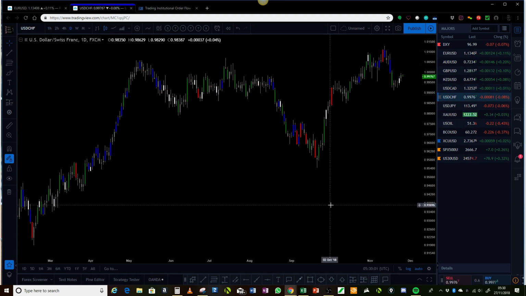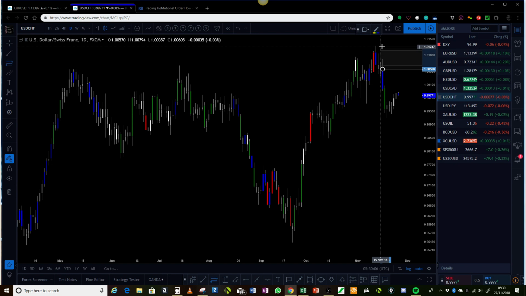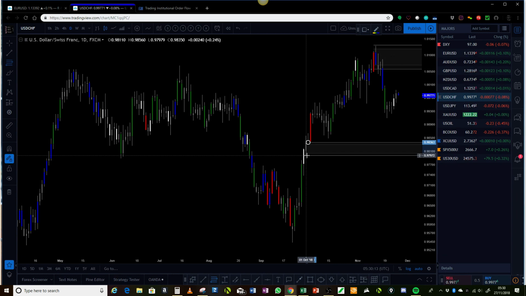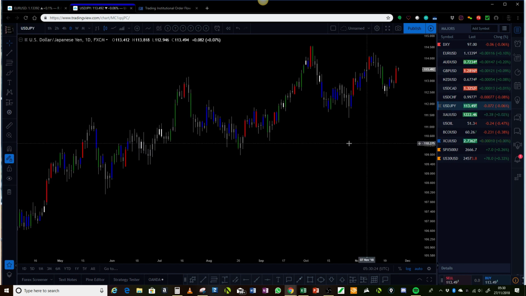US dollar Swiss is coming down. We have not so great supply above us, and the demand zone is more there. So that's what we've got in that pair. We're kind of in the middle of everything right now, so not much to do.